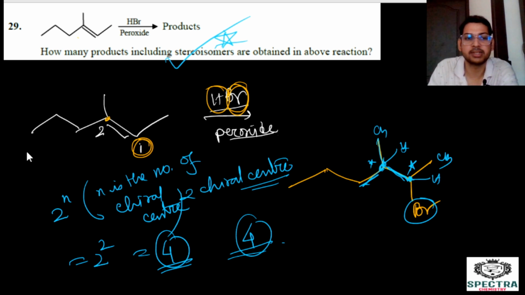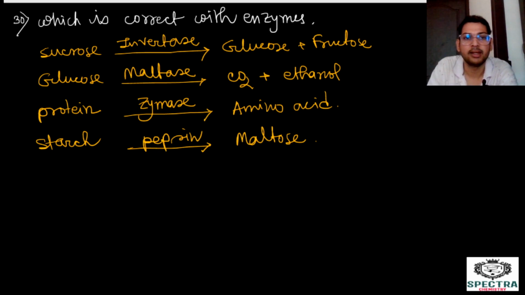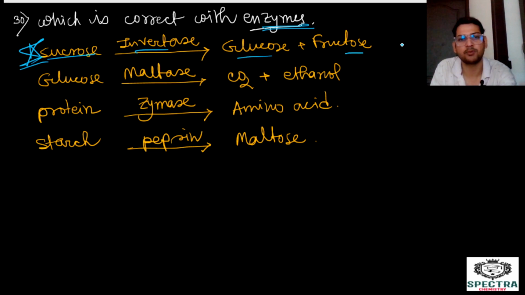Sir, what happens here? Let me just go to here. So this question also: which of the following is correct with enzyme? This is a question regarding enzymes. And the first thing that comes to my mind is sucrose inverted to glucose plus fructose. Obviously, because sucrose, if you know, is actually dextrorotatory.